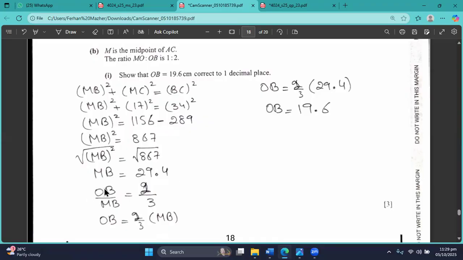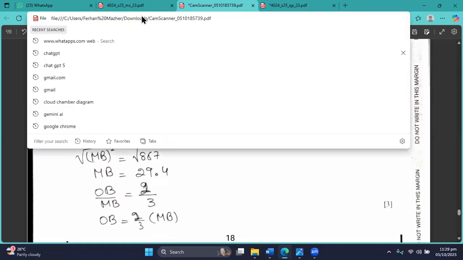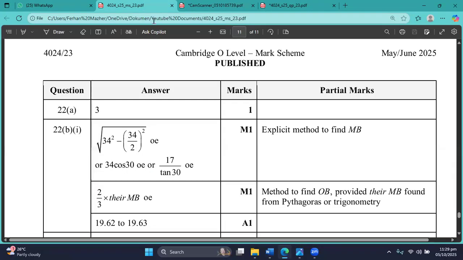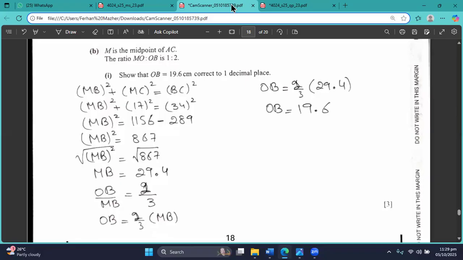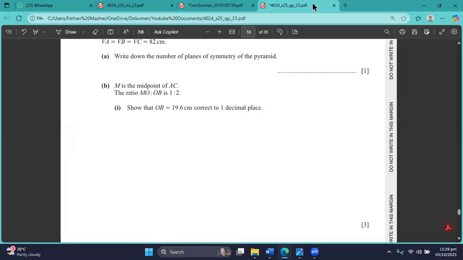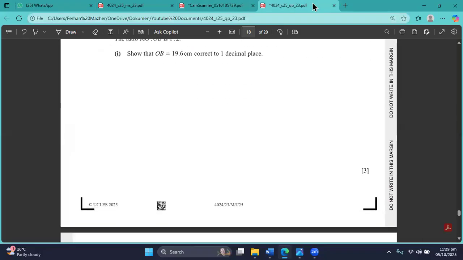Now we know that the OB is two parts and the MB is three parts. So the OB will be 2 by 3 of the MB. The MB value is 29.4. So the OB will be 19.6. And this is what they have asked us to show. Simple, straightforward. And I hope you understand. So this is that part, okay? So this is how we have done this. Stop the video if you want to spend more time with this.